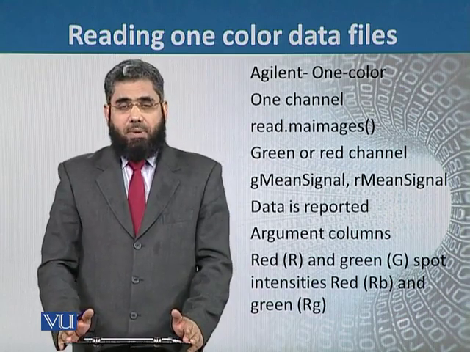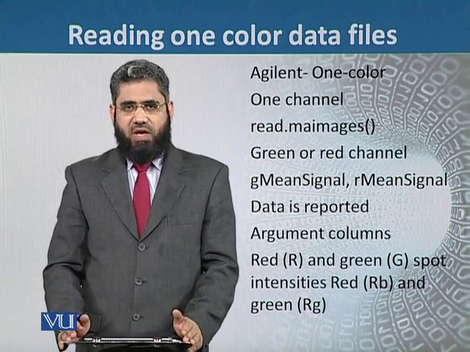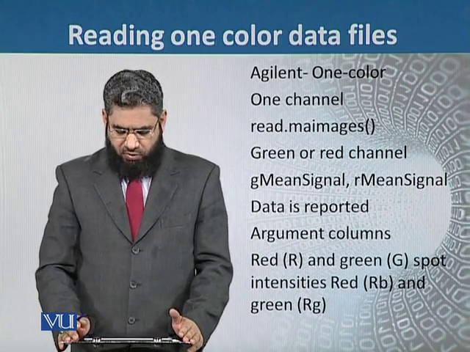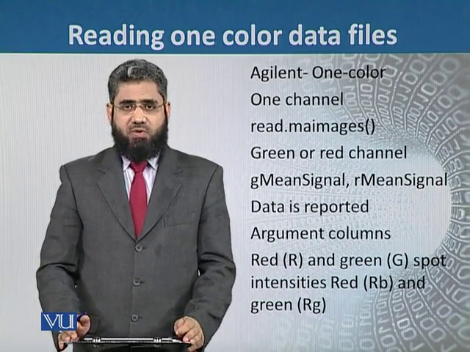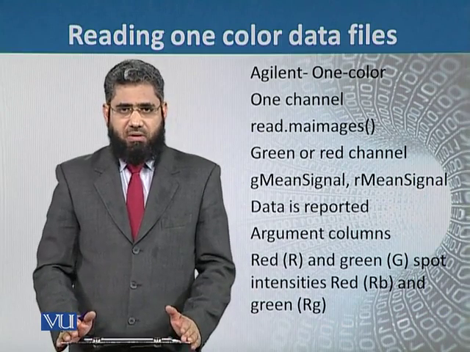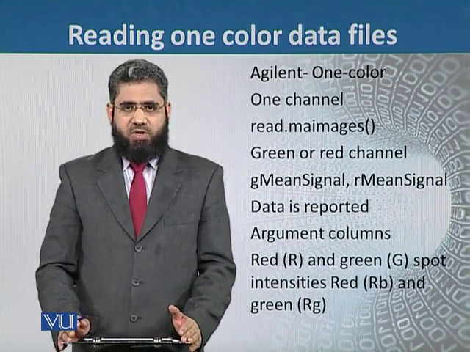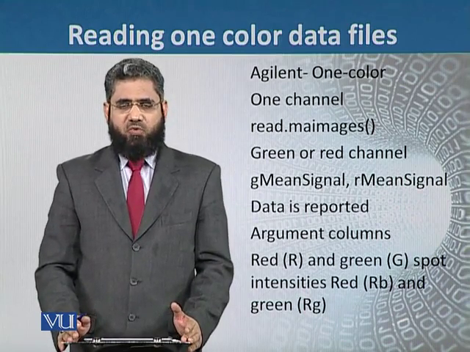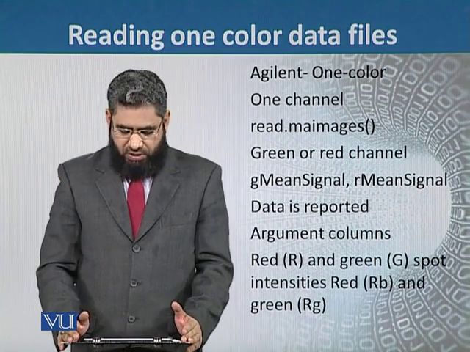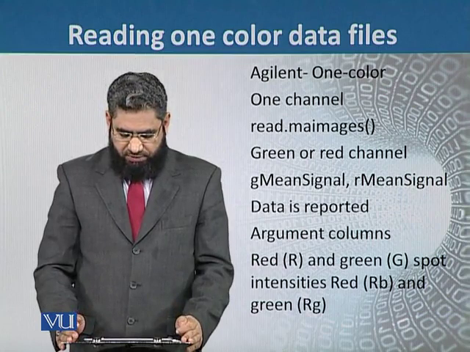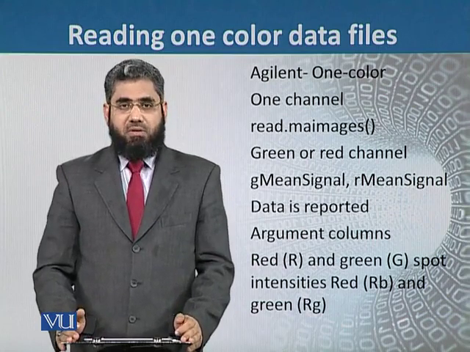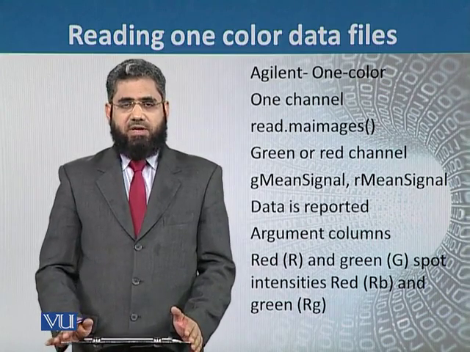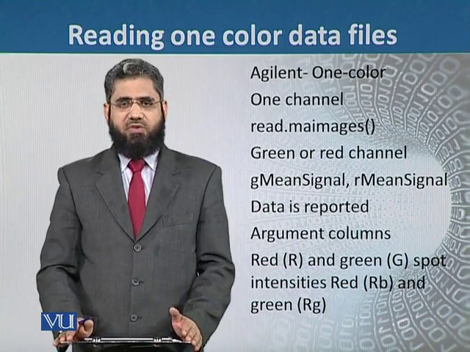After gaining this information, we have to give the information to the program that we are using two channel dye instead of one channel dye. For this purpose we have to use some arguments, columns, and for those arguments we use red for R and green for G. These are for spot intensities.